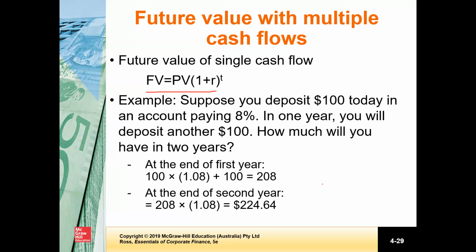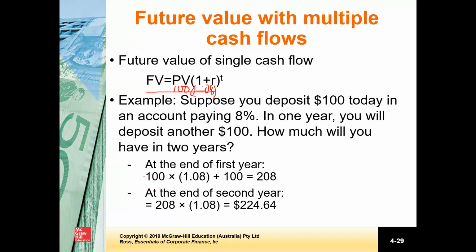Let's say that you deposit $100 today and it pays 8% in 1 year. It will grow as 100 into 1.08, right? However, if it is multiple cash flow and if it is organized in a way that 100 is deposited today in an account that pays 8%, in 1 year, you will deposit another 100. So the question could be how much you will have in your account in 2 years' time. Well, that's a relatively straightforward problem.